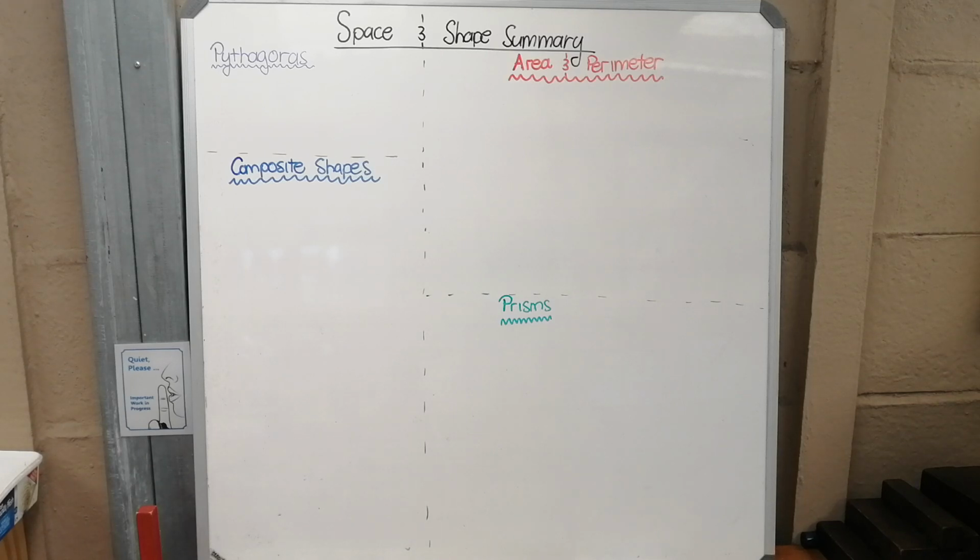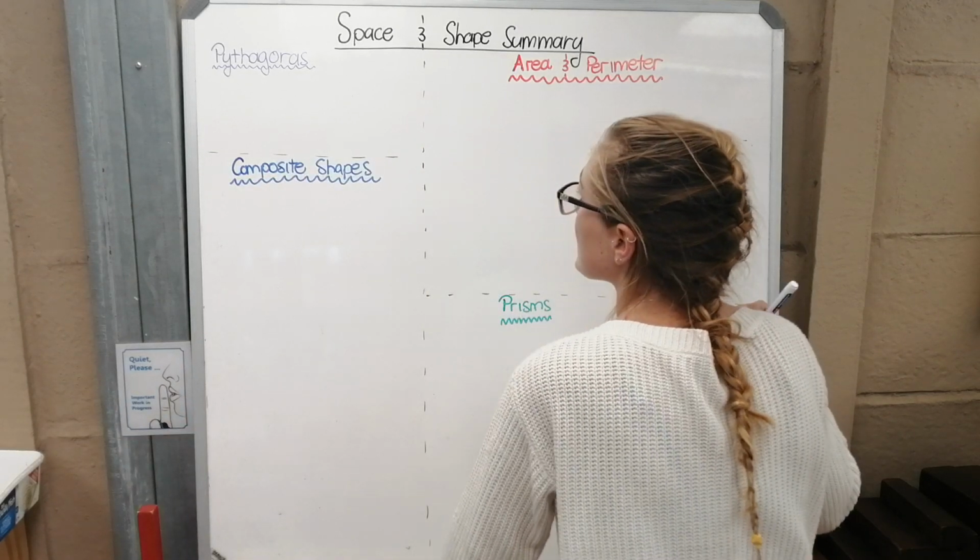Okay, so these are the four main areas that we looked at under space and shape. So we looked at Pythagoras, area and perimeter, composite shapes, and then prisms. So prisms, remember, that was for volume and total surface area of our 3D shapes. That's what our prisms are. Okay, so starting with Pythagoras, a quick reminder of this.